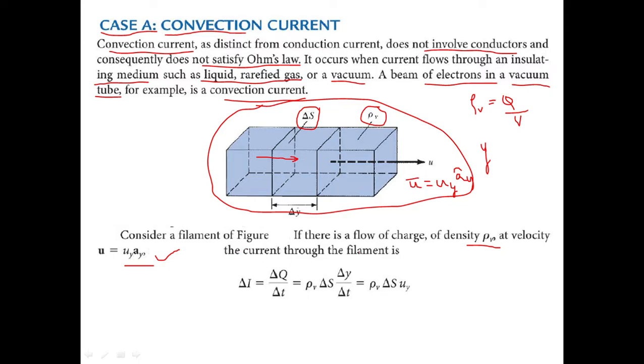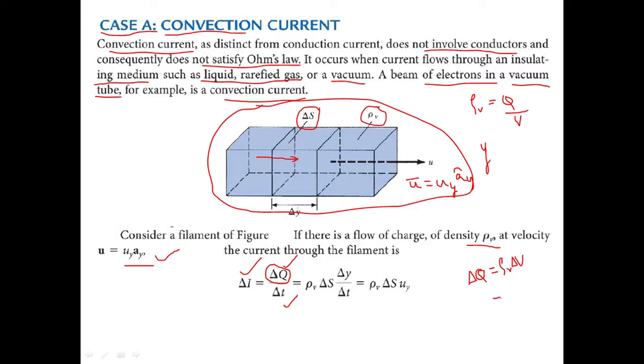So the current through the filament is, how do you define current? We saw in the previous slide, current is equal to q by time, charge per time, which is nothing but rho v delta s delta y divided by delta t. How did we get this here? I'll explain. Now, how can we write this delta q? In other words, I can write q is equal to rho v into v, and we have delta here, so I'll include delta v here.